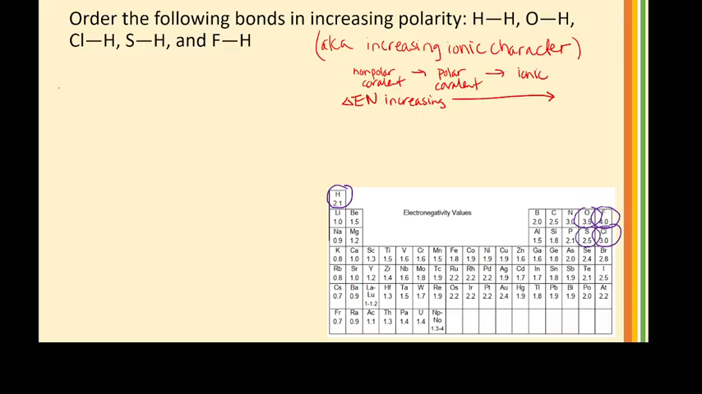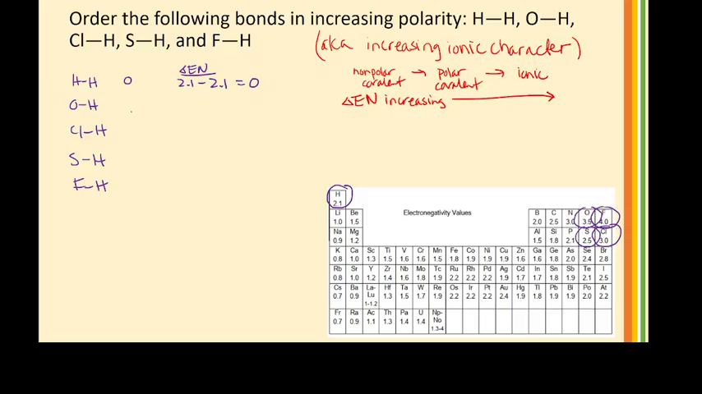All right, so HH, OH, ClH, SH, FH. And for HH, it doesn't even really matter. I know that this is going to be 0 because no matter what, the delta EN is going to be 0. Whatever the number is, minus itself will always be 0.